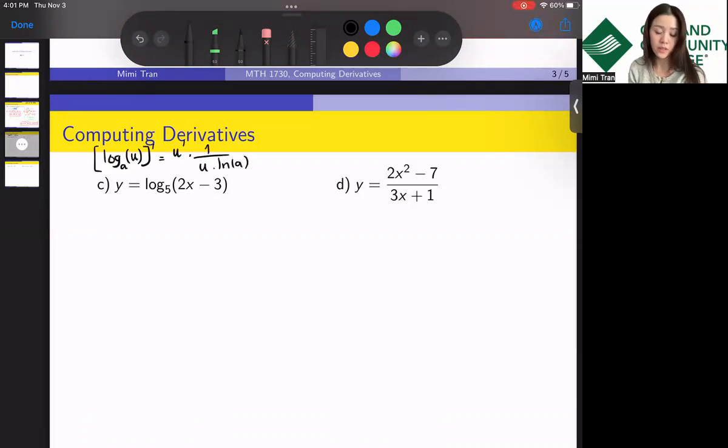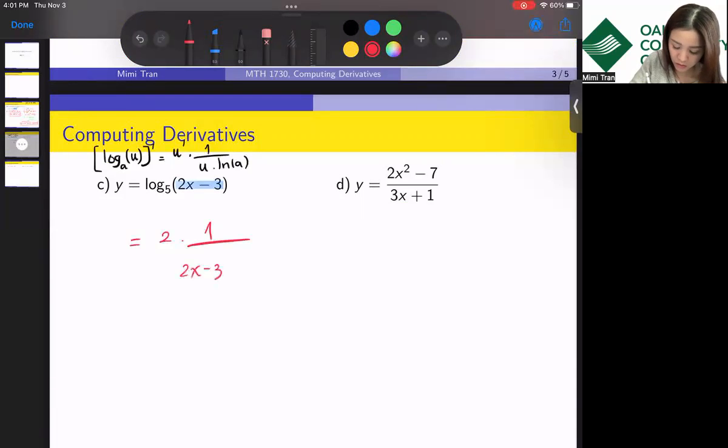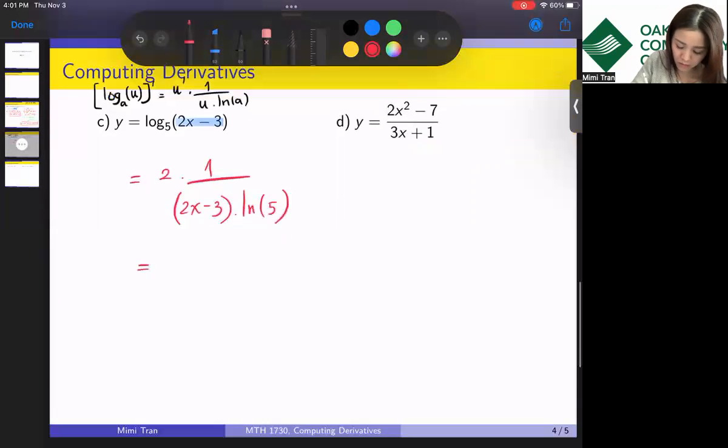Here is your base, right? The base here is 5. So u is this blob right here. So u prime is 2x minus 3 prime, which is 2, times 1 over u, which is 2x minus 3, times ln of a, ln of 5. And you're done, right? Maybe you want to rewrite it, make it a little neater: 2 over 2x minus 3 times ln of 5.